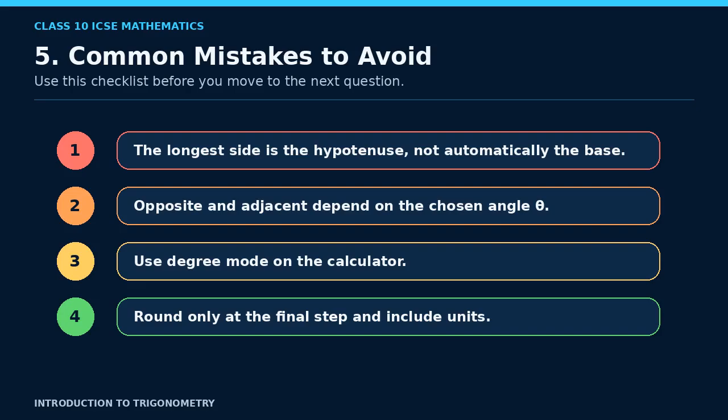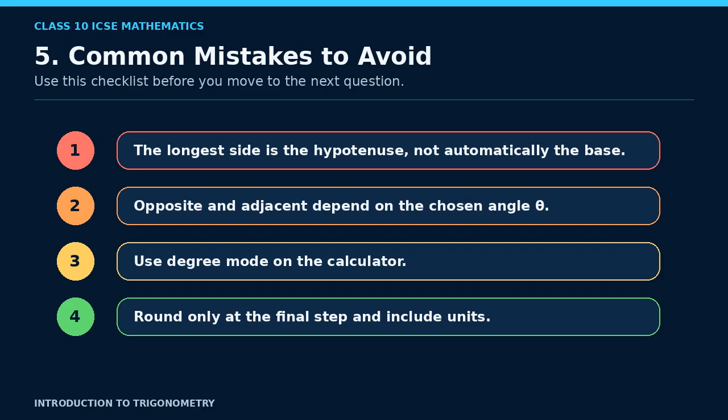Let us review common mistakes. Do not call the longest side the base just because it is drawn at the bottom. The longest side opposite the right angle is the hypotenuse. Do not identify opposite and adjacent before marking the reference angle. Do not forget degree mode on your calculator. Keep exact values such as √3 when possible and round decimal answers only at the end. Finally, include the correct unit for a length and the degree symbol for an angle.